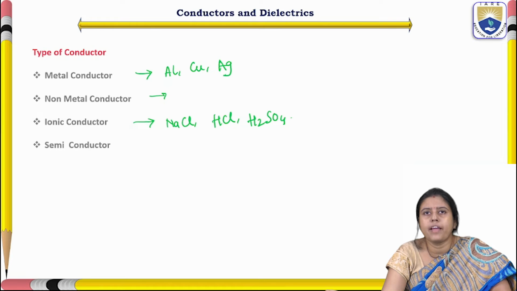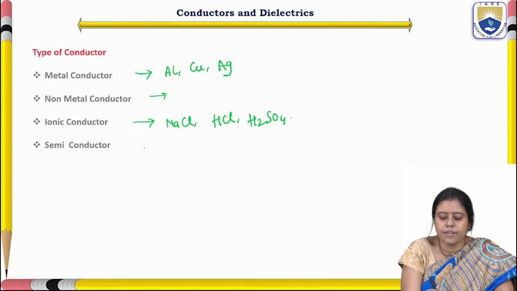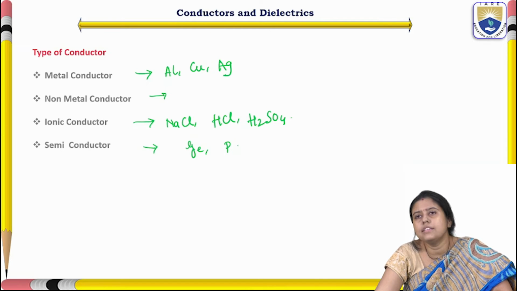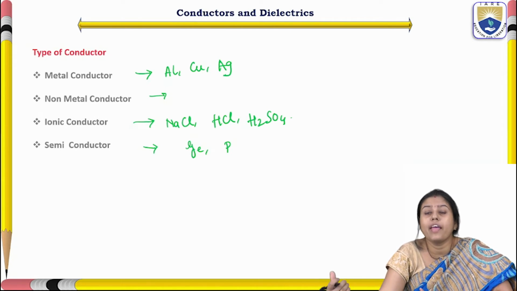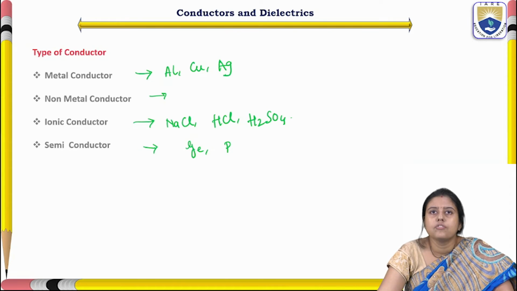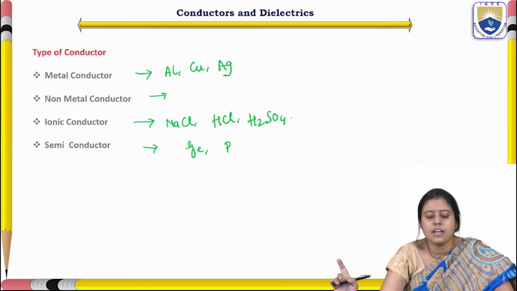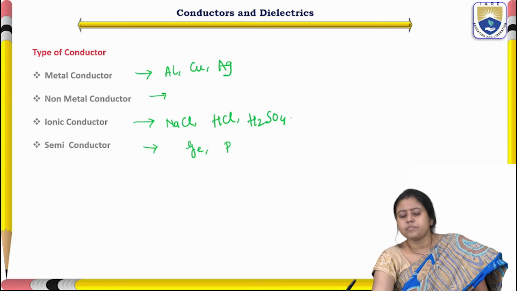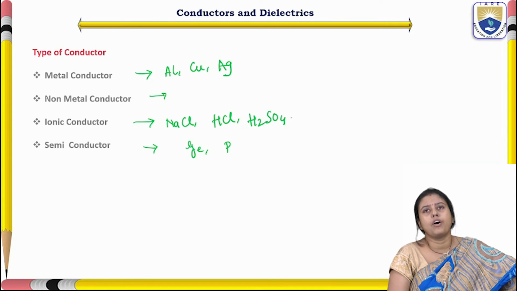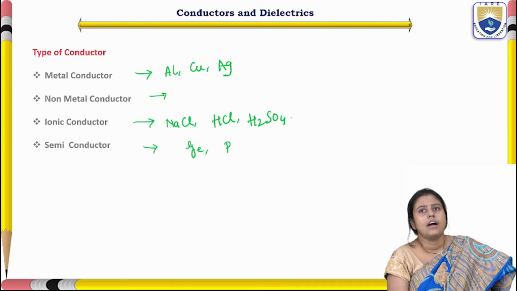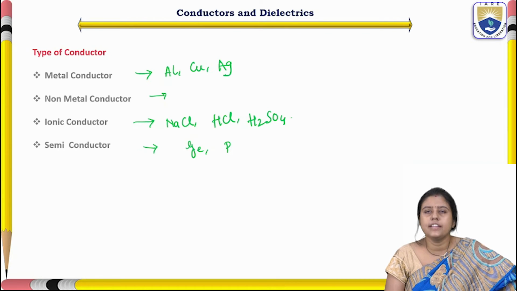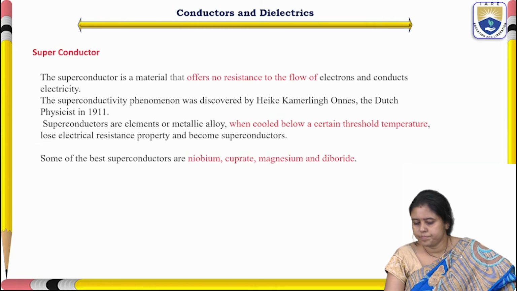Some gases also behave as conductors to flow current, like bromine. And semiconductors are like germanium, and phosphorus, whose valency is 5. 5 means it has an extra free electron in it. So these are the different types of conductors: metal, non-metal, ionic and semiconductors. These types of conductors can be used for different types of work. Ionic conductors are basically used for electrical heating systems or welding systems.